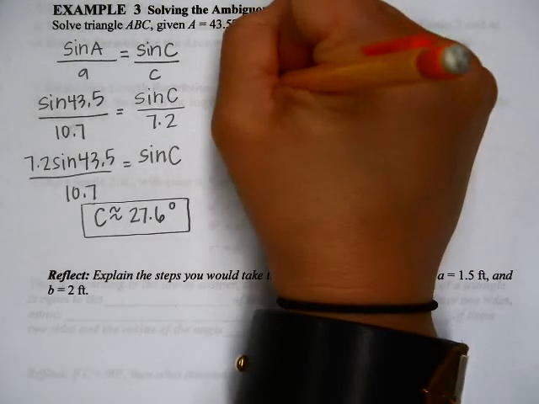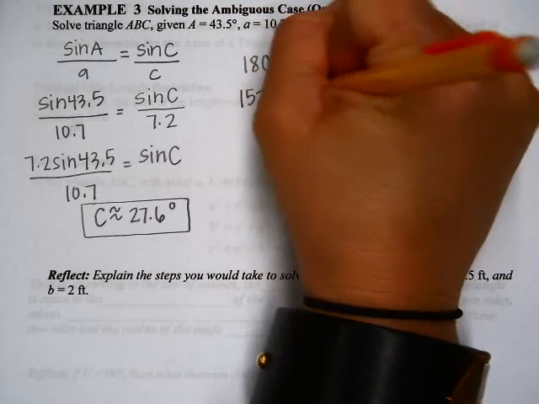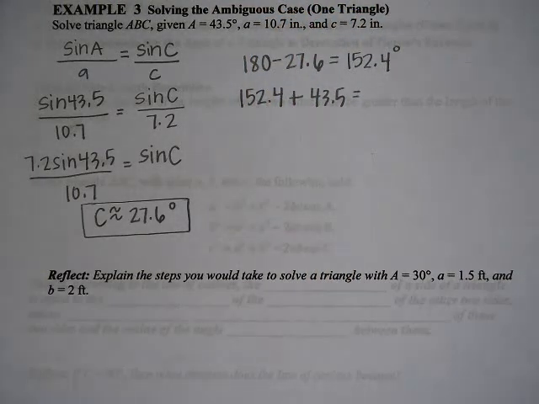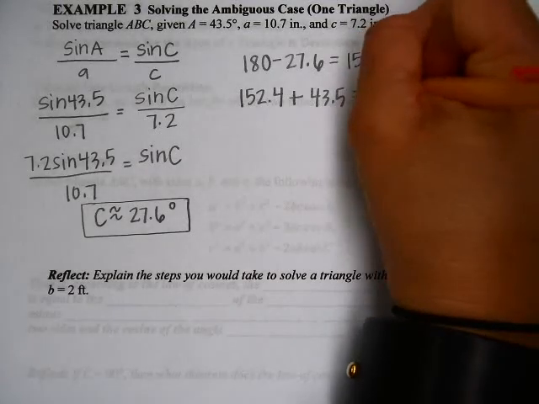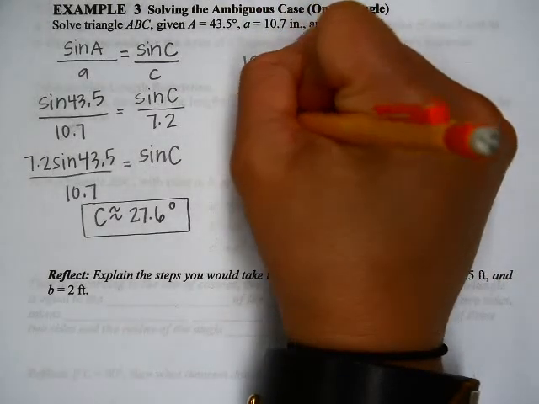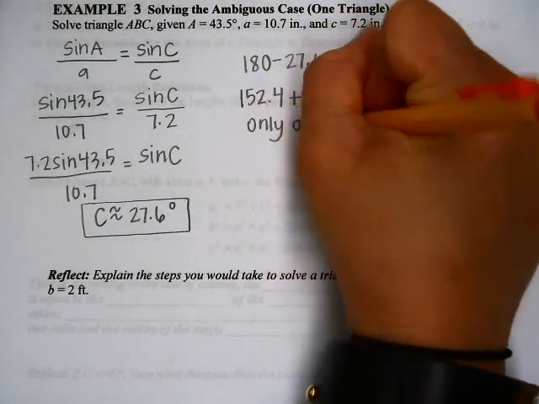So we take the 152.4 and add it to the angle given in the original, so we say 152.4 plus 43.5, and what does that give us? 195.9. Do we have one triangle or two? One, because this is larger than 180. So we only have one triangle.